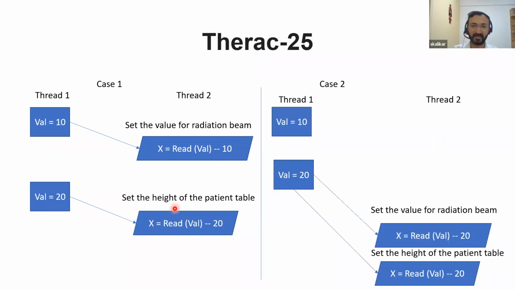But in very rare scenarios, what used to happen, if the values are entered in a very short time interval, was that the first write, which was for the laser beam intensity, was getting overridden by the value of the height of the table, and the read operation would read the value meant for the table as a radiation beam.